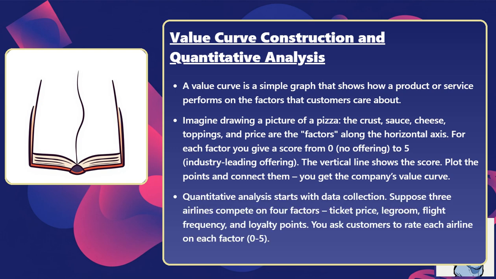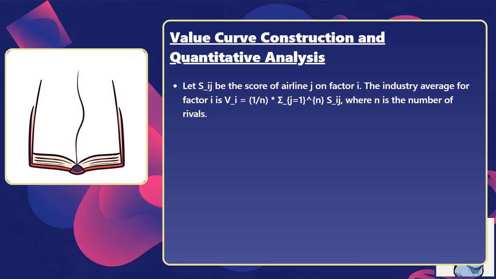Quantitative analysis starts with data collection. Suppose 3 airlines compete on 4 factors: ticket price, legroom, flight frequency, and loyalty points. You ask customers to rate each airline on each factor from 0 to 5. Let S_ij be the score of airline j on factor i. The industry average for factor i is V_i = (1/n) × Σ_{j=1 to n} S_ij, where n is the number of rivals.